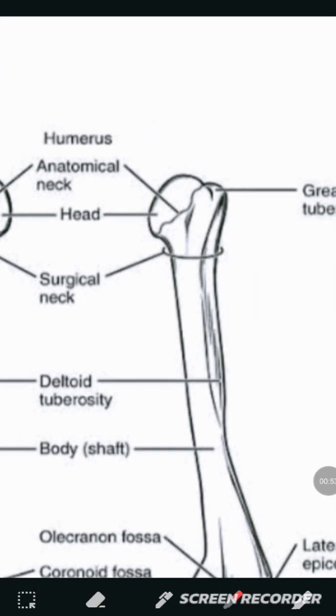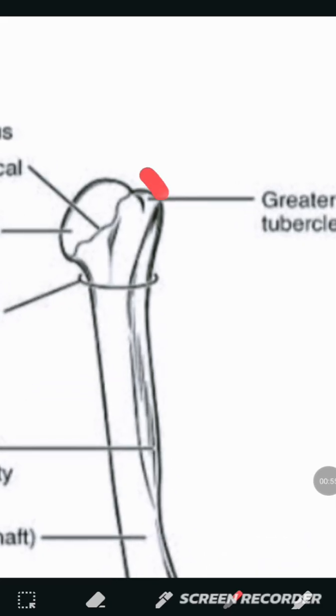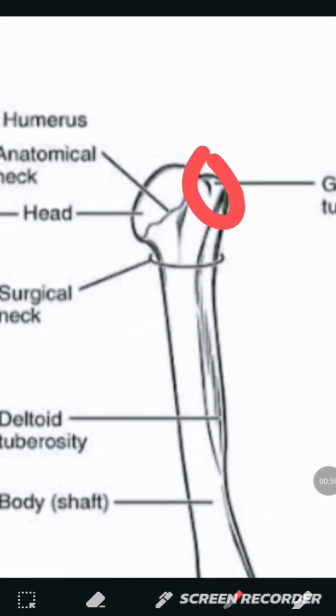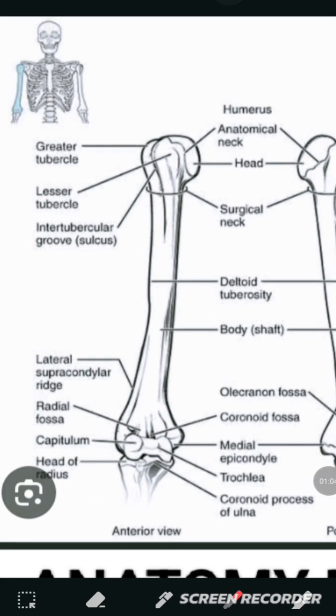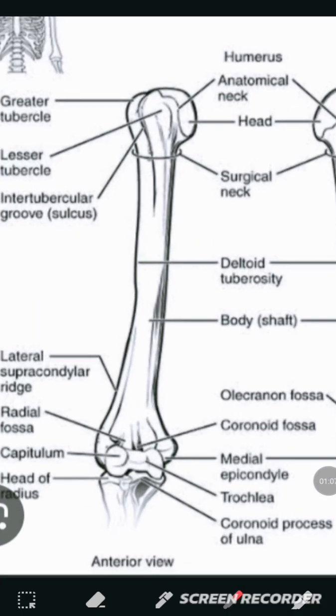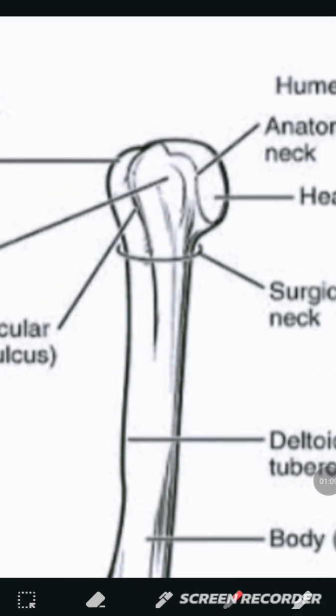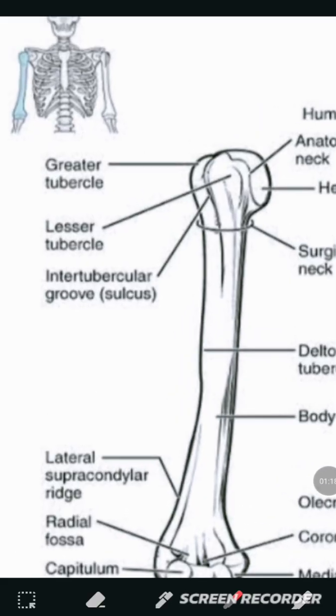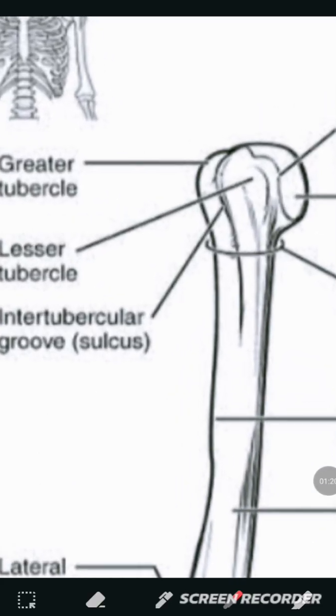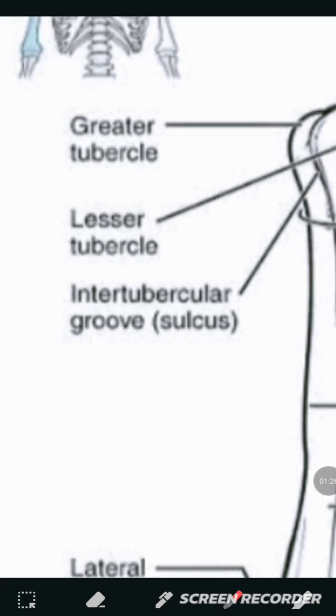Similarly, we have two tubercles. This one is called the greater tubercle, and this one is called the lesser tubercle. On the anterior side, this tubercle will be the greater tubercle, and this one will be the lesser tubercle. In between these two tubercles, we have a groove, or a sulcus, which is called the intertubercular groove or intertubercular sulcus.